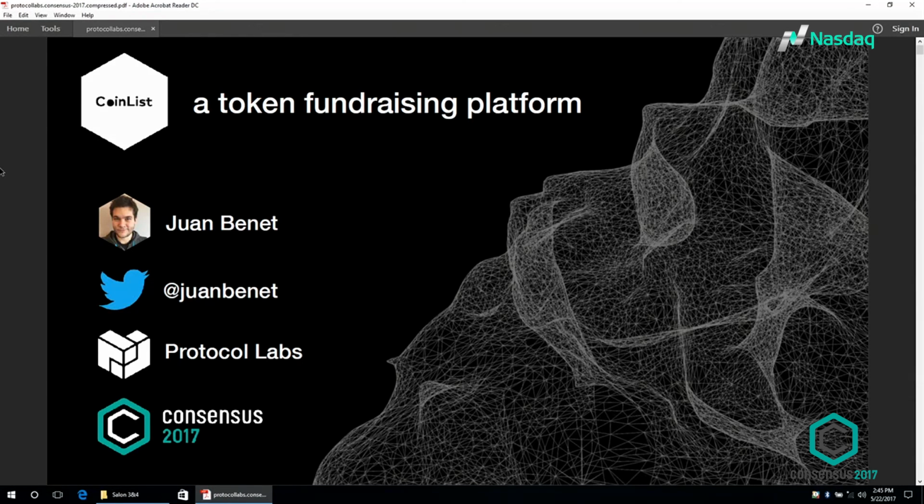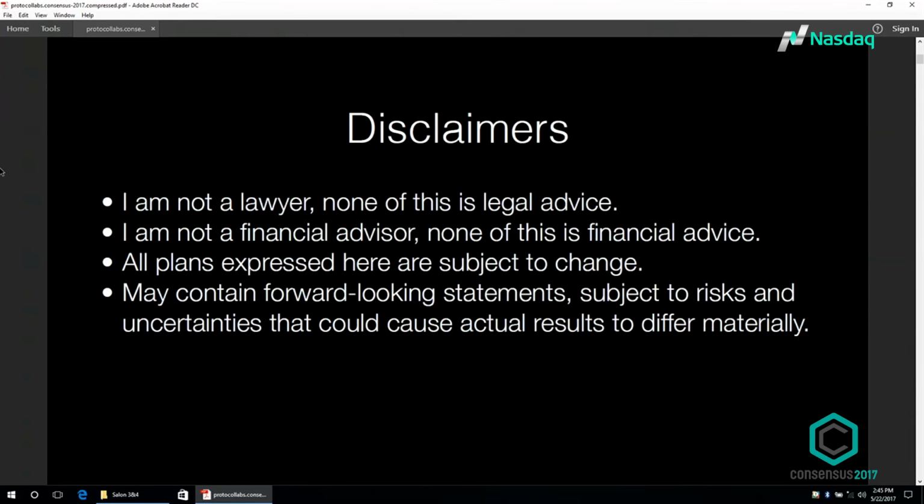All right, so CoinList, a token fundraising platform. Quick disclaimers. I am not a lawyer. None of this is legal advice. I am not a financial advisor. None of this is financial advice. All plans expressed here are subject to change. This may contain forward-looking statements subject to risks and uncertainties that could cause actual results to differ greatly. So don't make any decisions based on what you find here. This is merely informative, speculative, thoughtful.